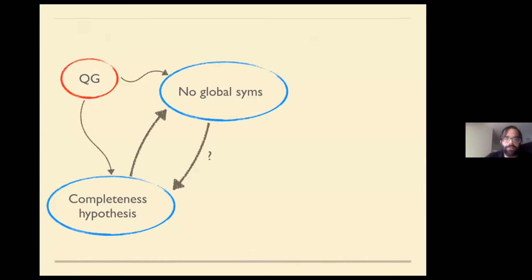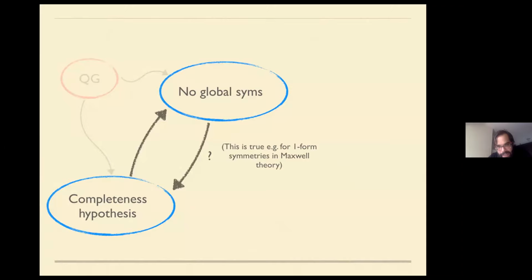Okay, and so that is the quantum. I promised you that this talk was really a quantum field theory talk. So this is the question that we want to understand. We want to understand to which extent completeness and global symmetries are the same thing or not. And even though this is motivated by quantum gravity, it's a completely quantum field theory question, okay?